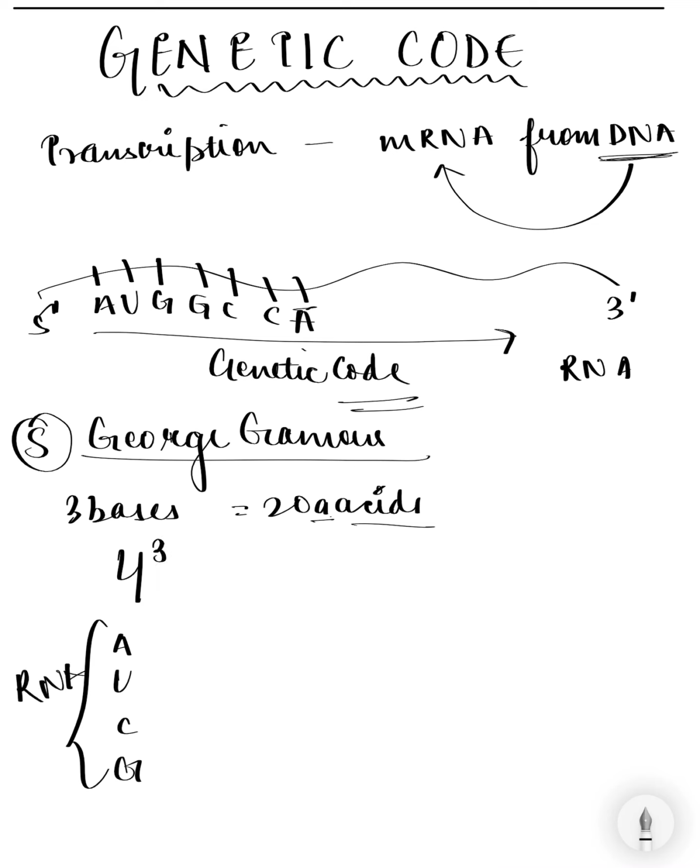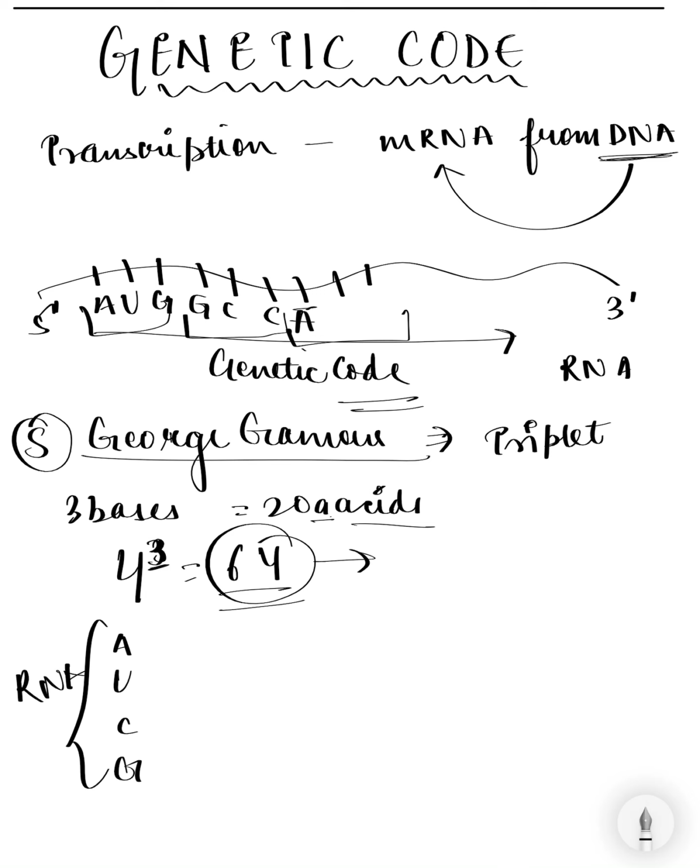And if we take its power 3, because the genetic code, he suggested that it should be a triplet. Like there should be the 3 sequences of the genetic code. So here I have written 3. So it will be 64. Right? So there will be 64 combinations of sequences which will code for 20 amino acids.